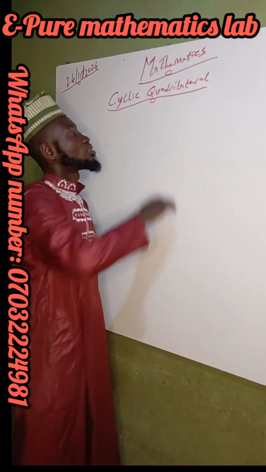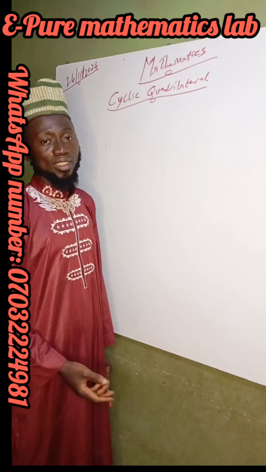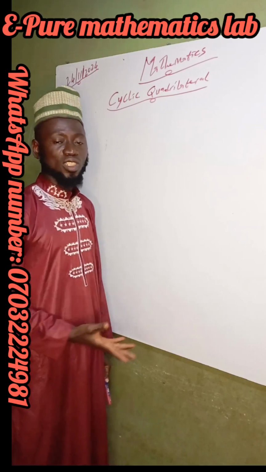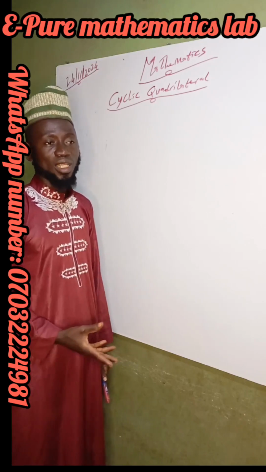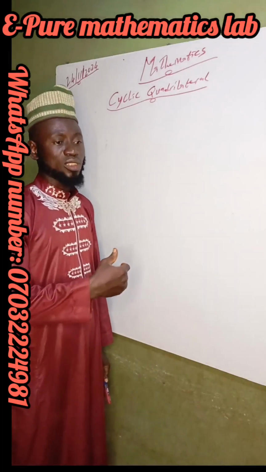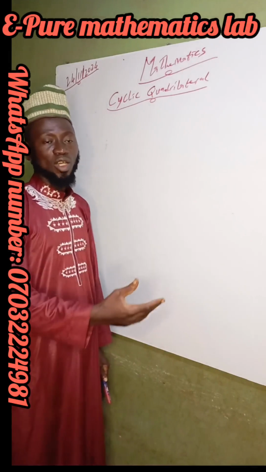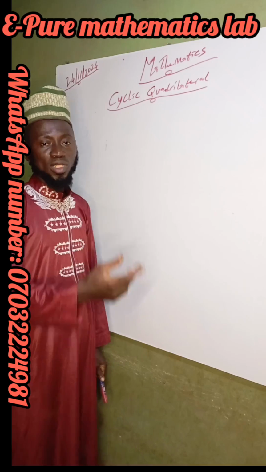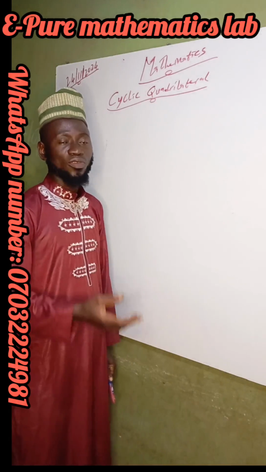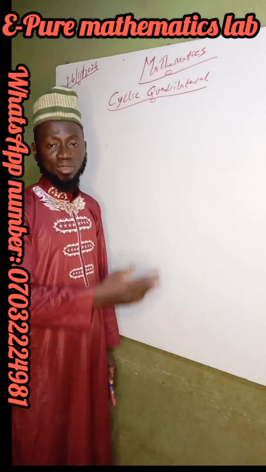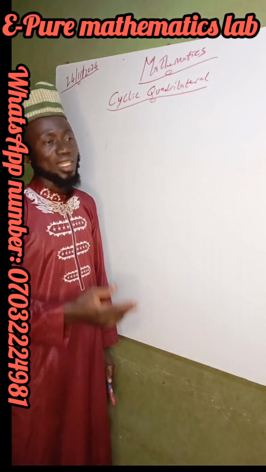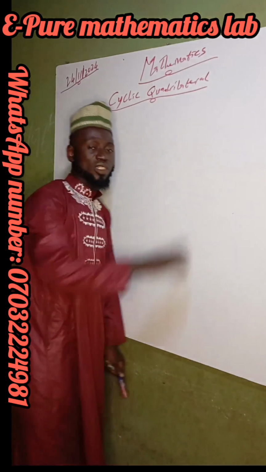Today we're going to talk about cyclic quadrilateral. Don't forget, in this class, we've talked about the straight line drawn from the center of a circle to bisect a chord, which is not a diameter, it's at a right angle to the chord. We've talked about the angle that a chord subtends at the center of a circle is twice that which is subtended at any remaining point of the circumference. We've talked about the angle in the semicircle is a right angle. We've talked about angles in the same segment are equal. But now today we want to talk about cyclic quadrilateral.